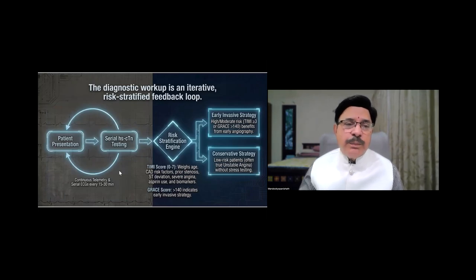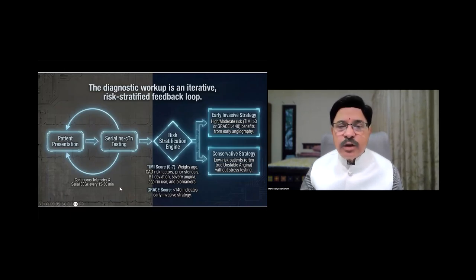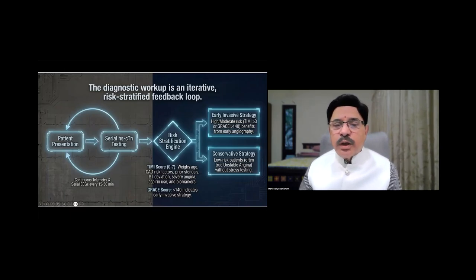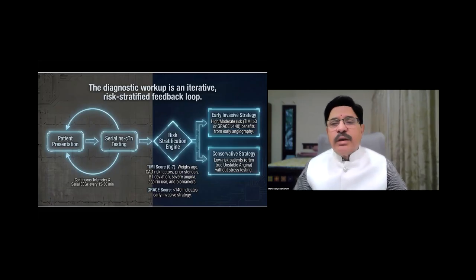Now, patient presentation, serial HS troponin we have done, and continuous telemetry, serial ECGs as monitoring you have done, 15-30 minutes you have watched. For risk stratification, you have to use TIMI score and GRACE score. I will show you in the subsequent slide. What is TIMI score? What is GRACE score? Already I told you, again we will revise.